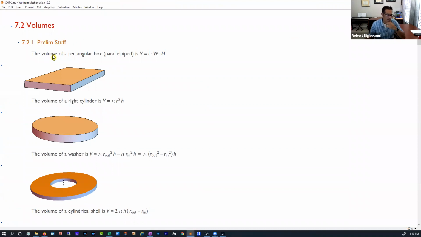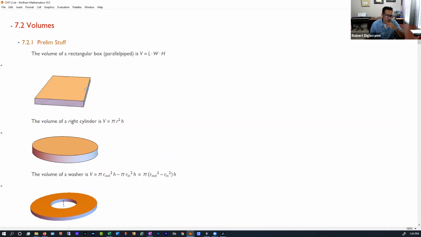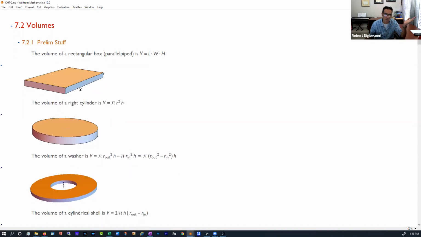So if we have a rectangular box, which is mathematically known as a parallelepiped, that's the technical name for a rectangular box, the volume of it is how much stuff it holds, right? Like if you were to pour something into it, how much volume it contains. The volume formula is just length times width times height. So if you know all three sides, then we can find the volume by just multiplying length times width times height.